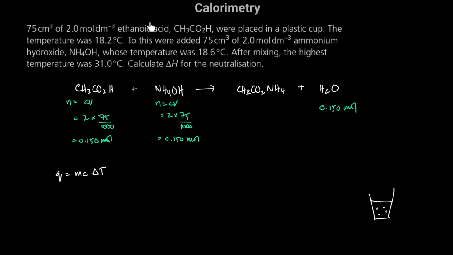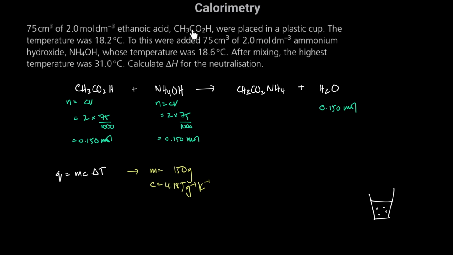So when we mix the two solutions together, our mass of water is 150 grams, right? Because we have 150 cm cube of water, and 1 cm cube of water just weighs 1 gram, so the mass is 150 grams. The specific heat capacity is obviously just 4.18. Here again, we're assuming that the specific heat capacity for the solution is the same as that for pure water.